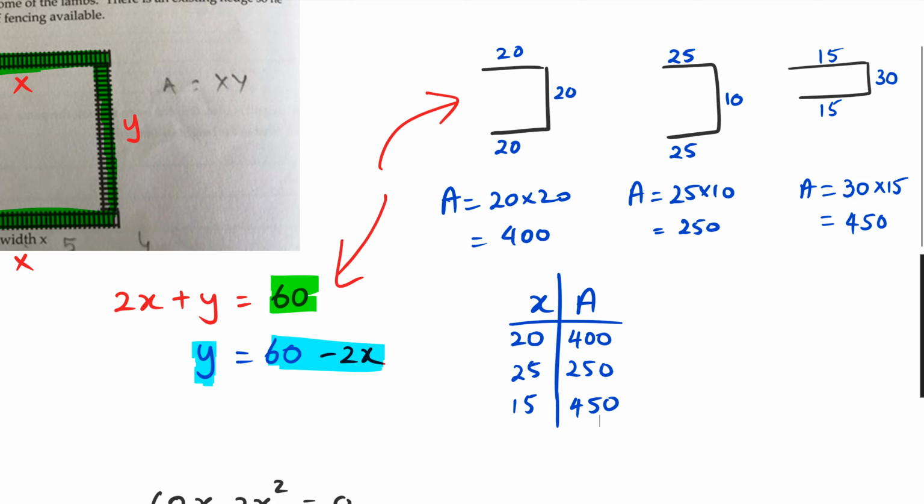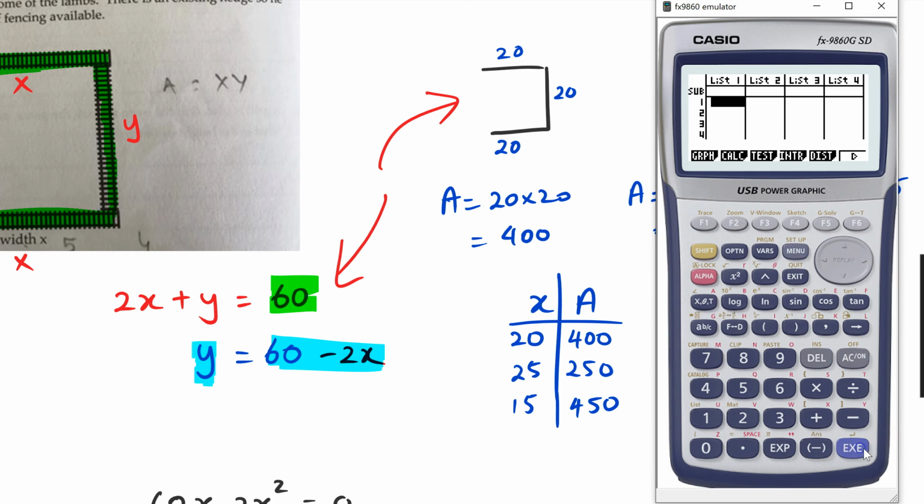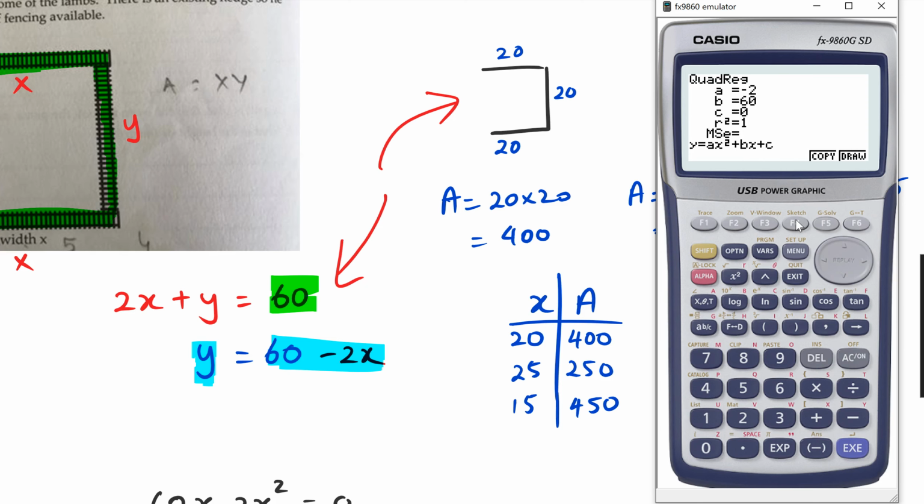All right, so what we can do is go into menu, go into our stat mode, and punch in those numbers. So you've got 20, 25, and 15. Then if you type in 400, 250, and 450, there's your data. So now you can go calculate, graph 1, and you can see a parabola shape. So I'm going to go trace and x squared. And as you can see, you got minus 2, 60, and 0.